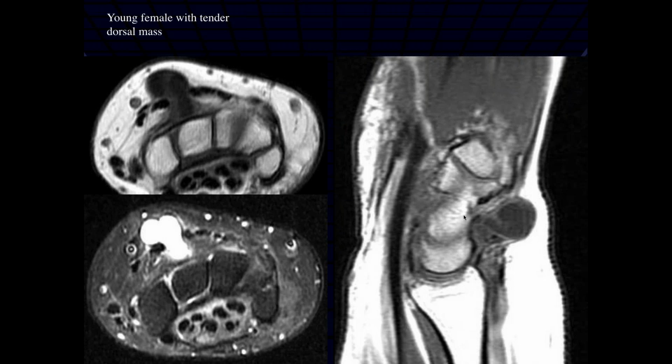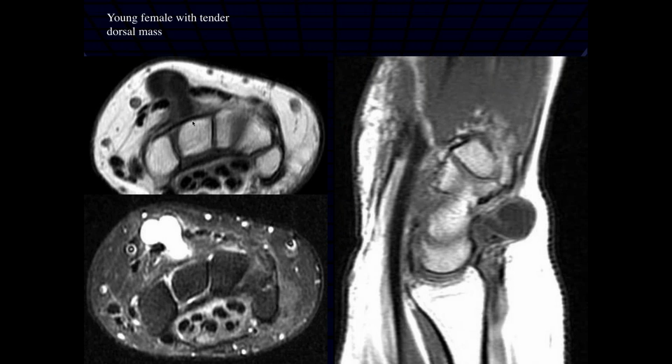Okay, so we have a young female with a tender dorsal mass on her wrist. Axial T1 and PD fat saturated images of the wrist and a sagittal T1. There's a hypointense T1 signal intensity but hyperintense PD signal lesion that's emanating along the dorsal aspect of the wrist, dorsal to the capitate, and going through the extensor compartment into the subcutaneous fat.